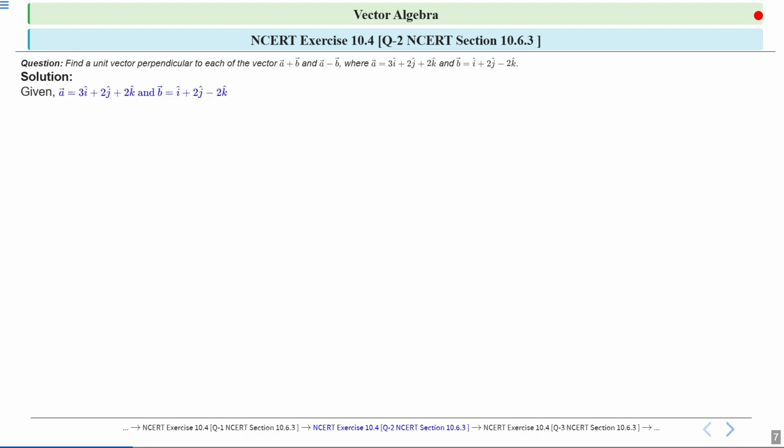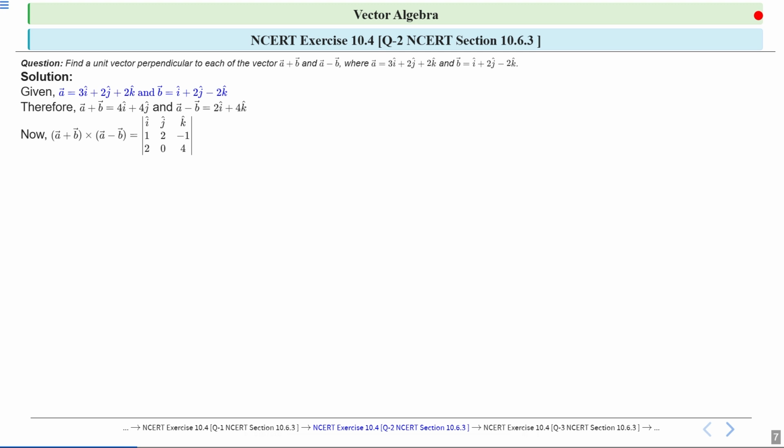Now we see the given vectors written as a vector as 3 i cap plus 2 j cap plus 2 k cap and b vector as i cap plus 2 j cap minus 2 k cap. Therefore, a vector plus b vector, after adding, will be 4 i cap plus 4 j cap, and a vector minus b vector will be 2 i cap plus 4 k cap.